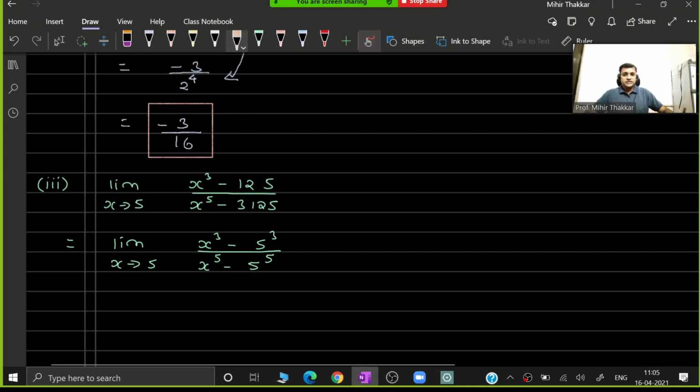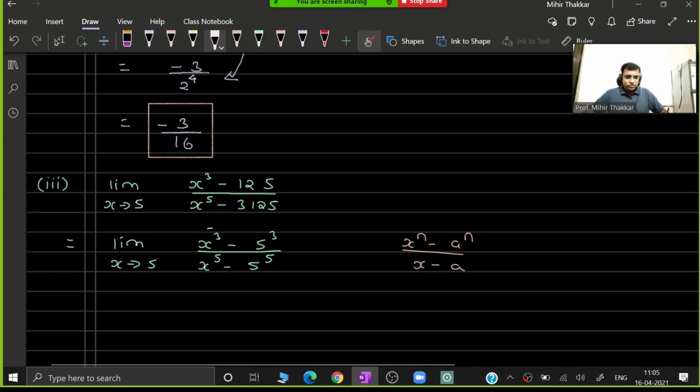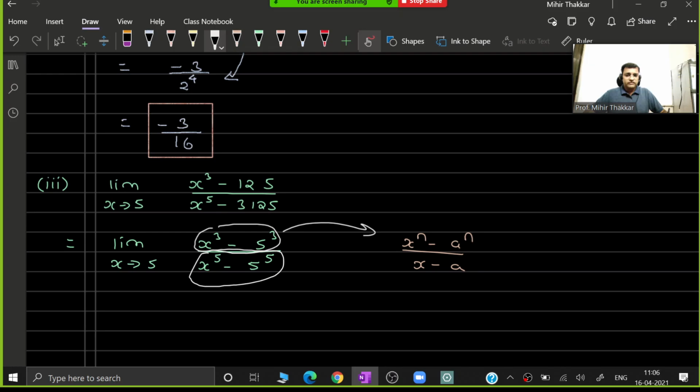So guys, if once again I write my formula, x raised to n minus a raised to n upon x minus a, I can understand over here that the numerator x cube minus 5 cube is expressed in the form of x raised to n minus a raised to n, as well as x raised to 5 minus 5 raised to 5 is expressed in the same format. But this is something which is missing, without which I cannot apply my formula, I cannot apply my solution.